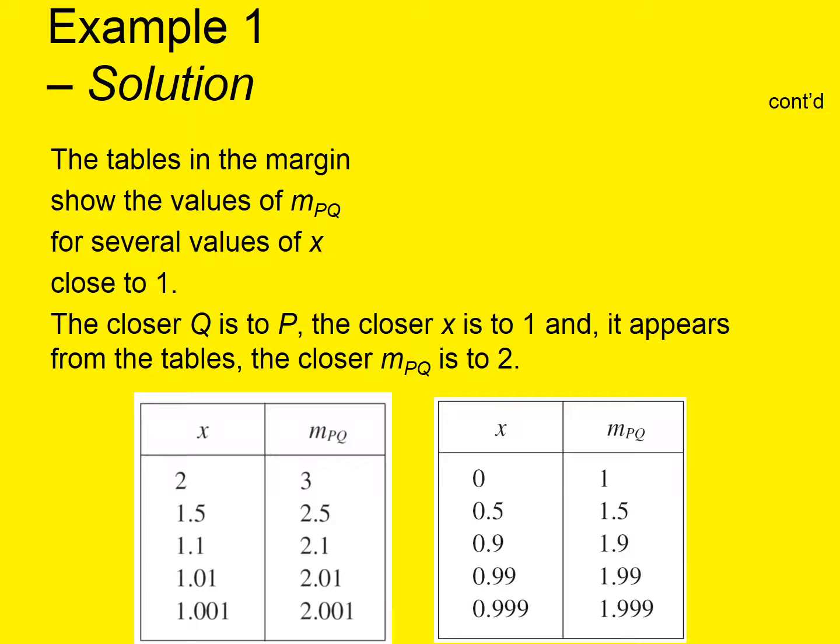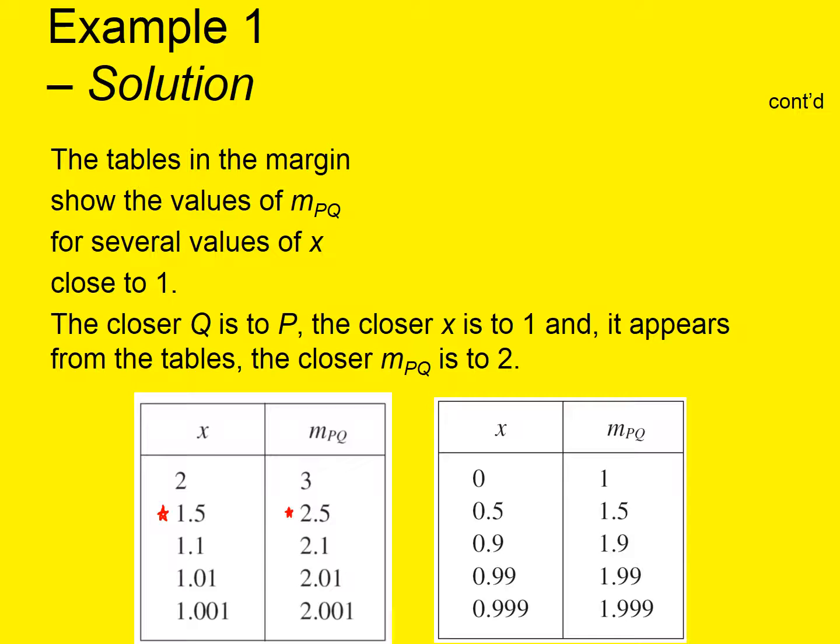The tables in the margin show the values of the slope of line PQ for several values of x close to 1. Of course, we already looked at this one. When x is 1.5, the slope is 2.5. But then we could do the same thing with a lot of other x values. The closer Q is to P, the closer x is to 1.